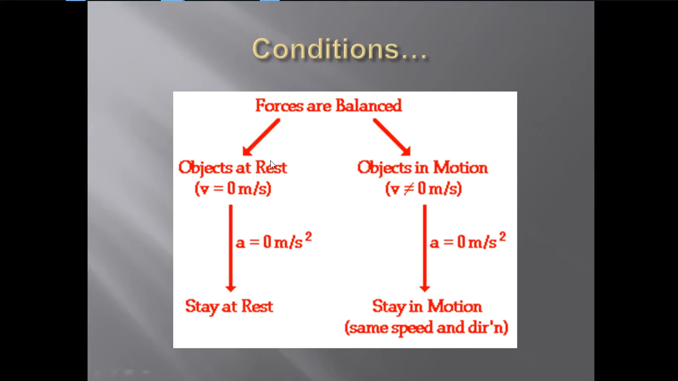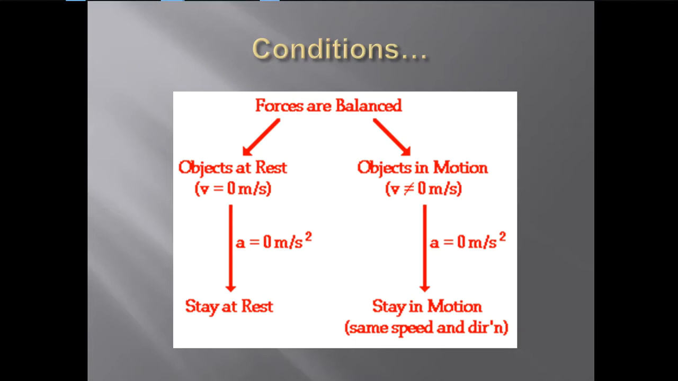If the object was at rest and the forces are balanced, there's no net or unbalanced external force acting on the rock. So therefore, it has no acceleration, and therefore it will just stay at rest. So that object will stay at rest because those forces are balanced. And that is another example of inertia.